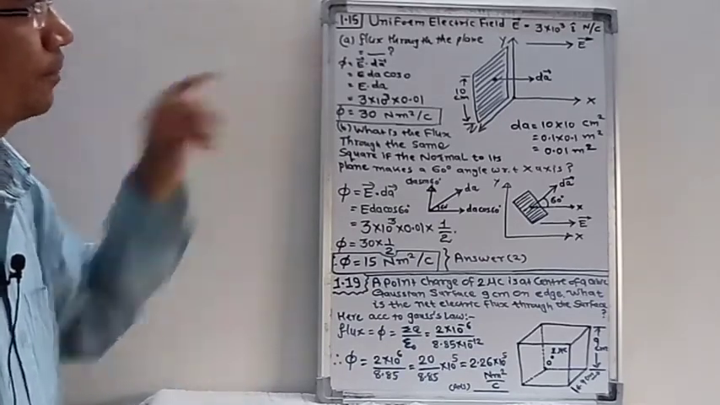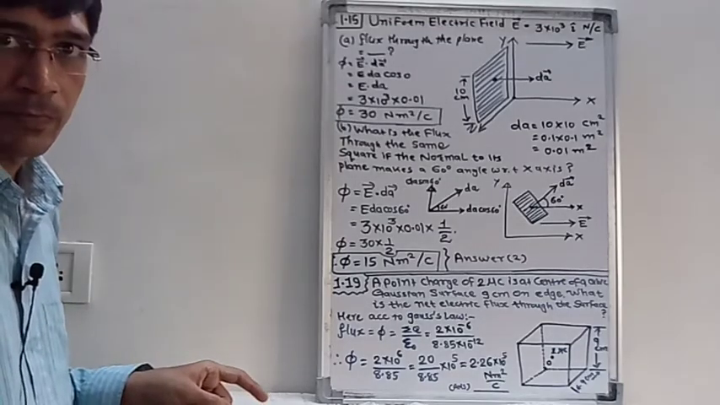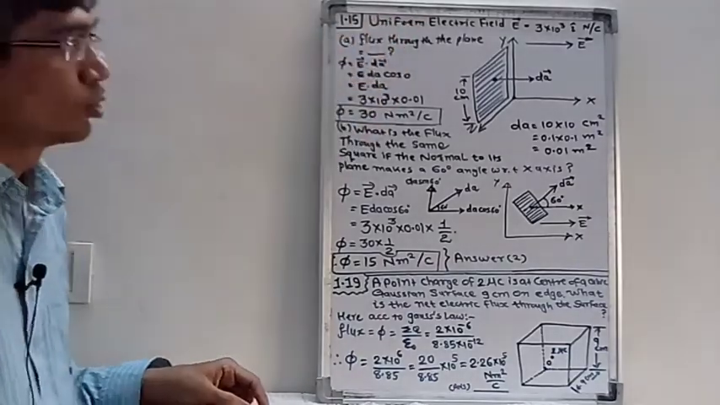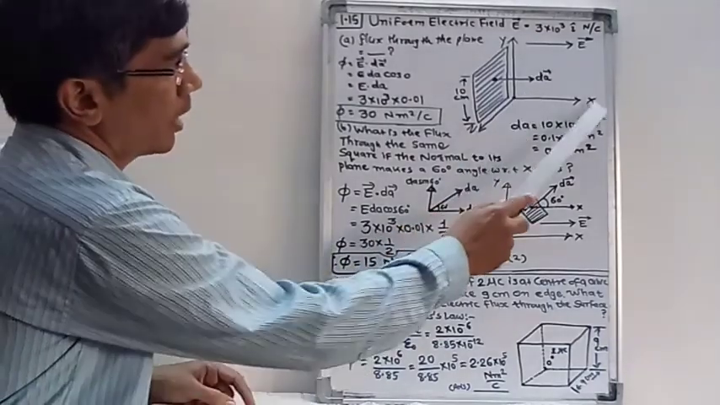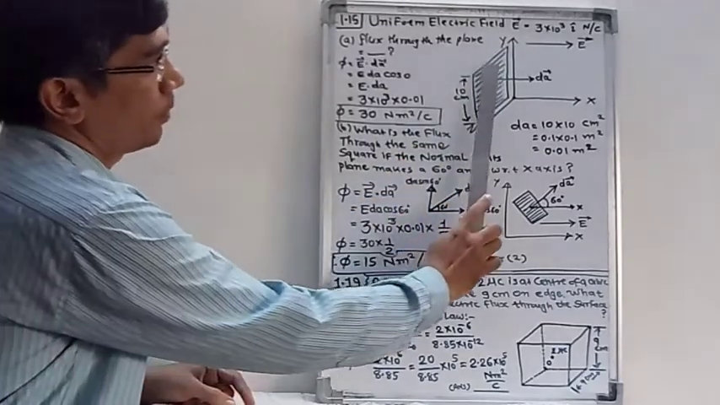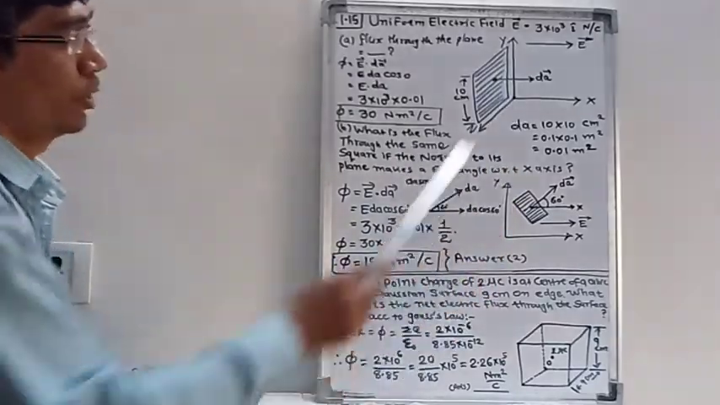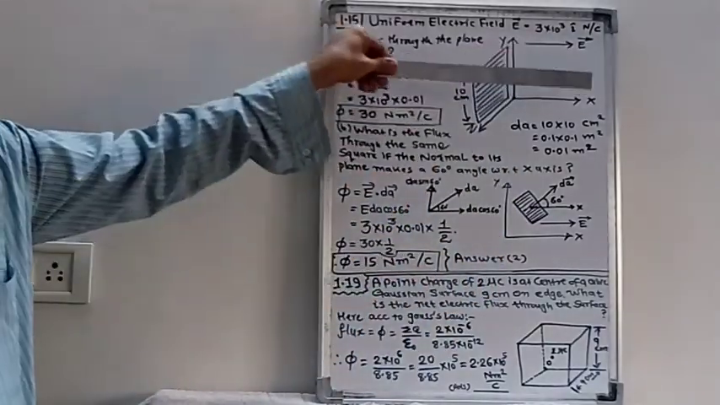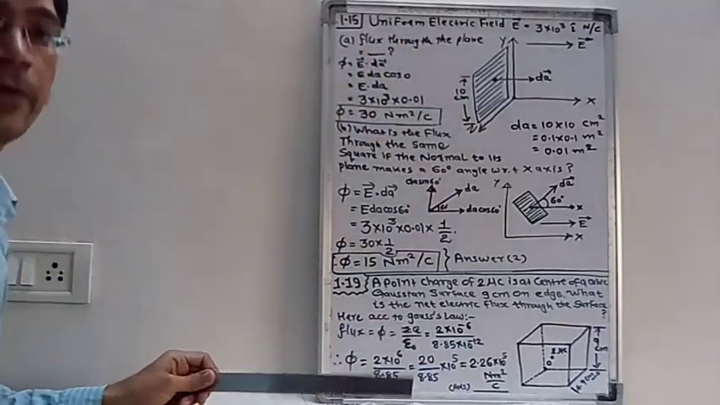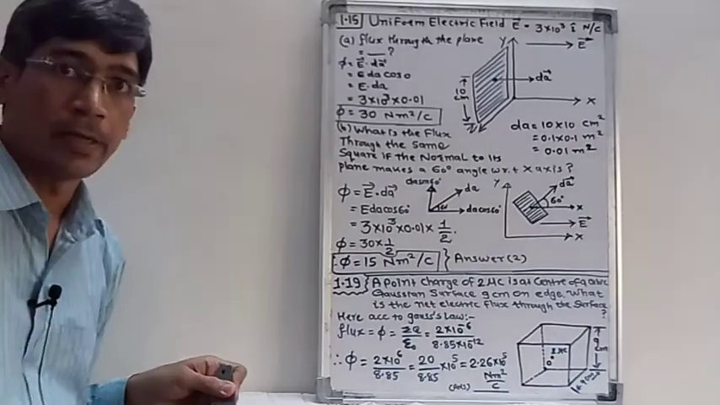Now there is one plane given whose sides are 10 centimeter, a square plane, and it is parallel to the YZ plane. So here the XYZ axes are drawn, and the plane is parallel to the YZ plane. So its area vector is in the electric field direction. So the first question here is, what is the flux through the plane?